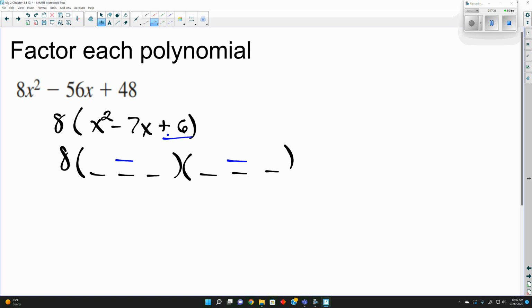But really, we don't even have to go that deep into it. We just need to look and see, is the third term positive? If it is, the signs are the same and match the sign of the middle term. If it's negative, the signs are opposite. Which takes us to step number 4.